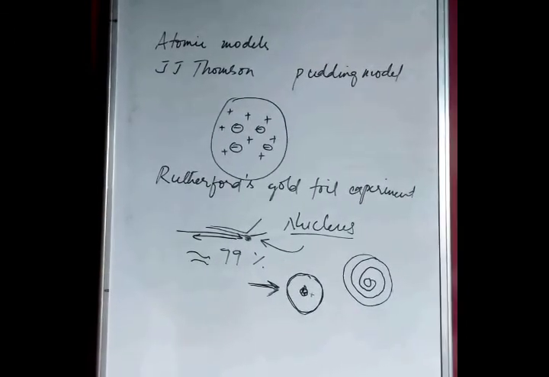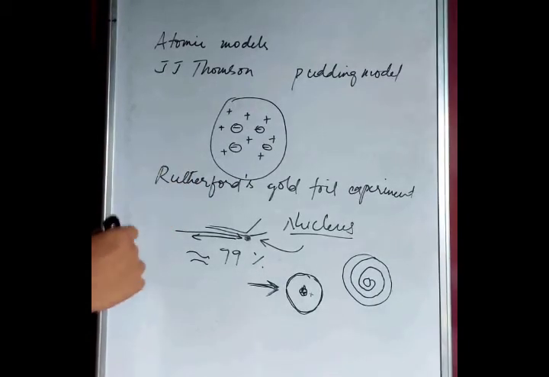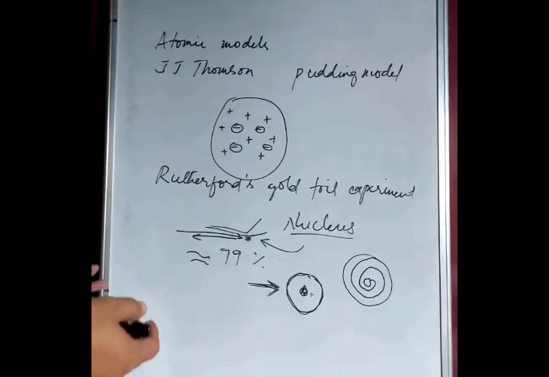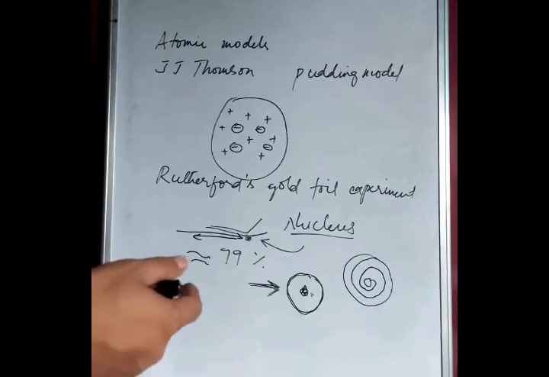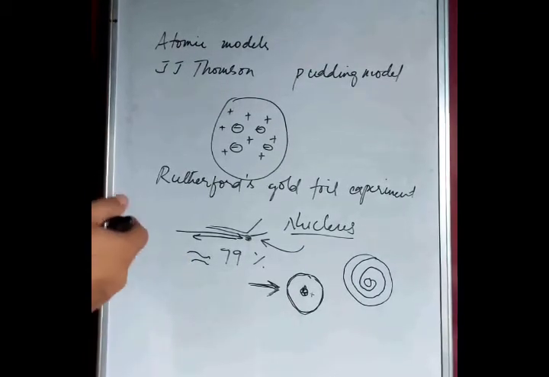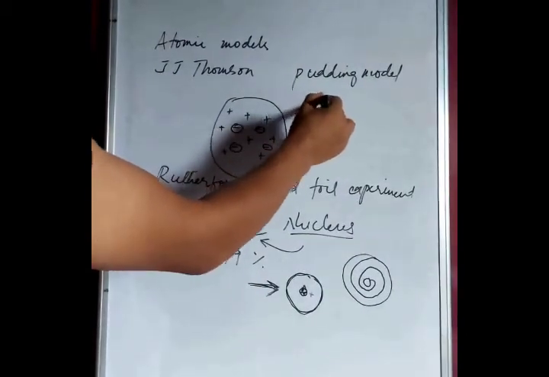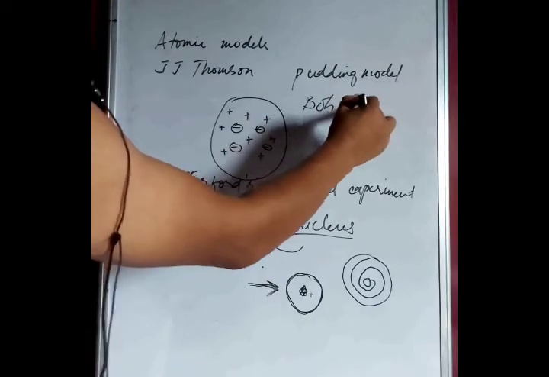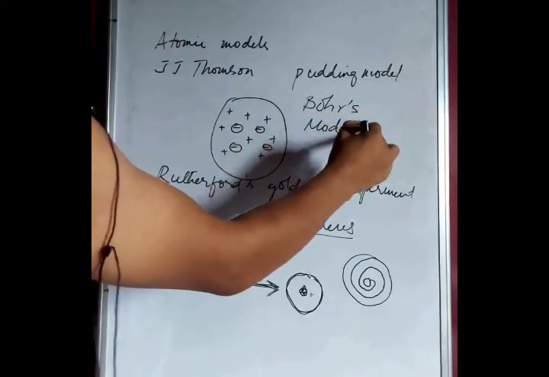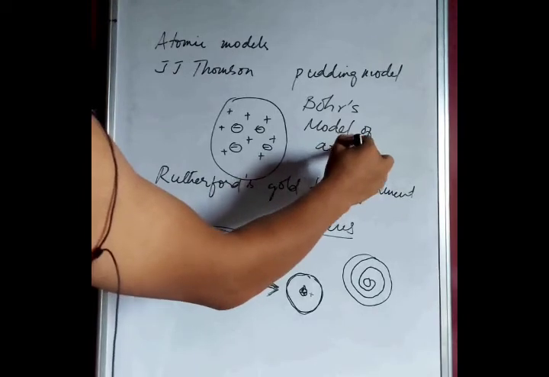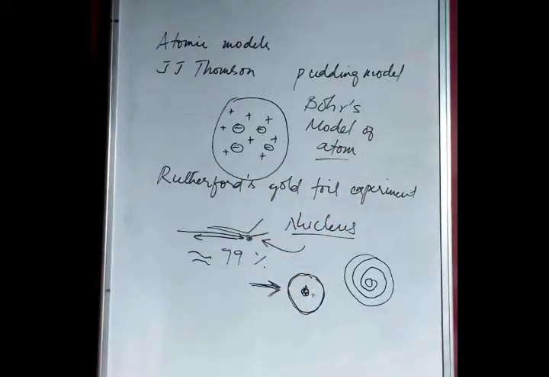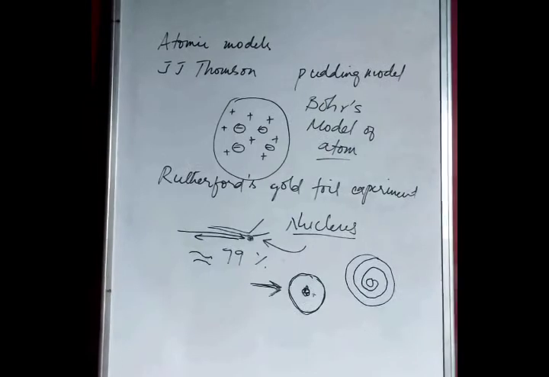Now, the model of atom that we use today was put forth by Niels David Bohr, often called Bohr's model of atom, or the quantum model of atom. That's what we'll learn. But before we move on to Bohr's model of atom, let's discuss some of the properties of charge.